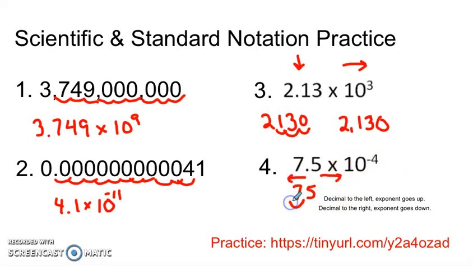So 1, 2, I'll go ahead and put the 0 there, 3, I'll put the 0 there, and 4, put the 0 there, and that's where I'm going to put the decimal. So whenever you have 7.5 times 10 to the -4th, it is actually 0.00075. That is how you would read that out.